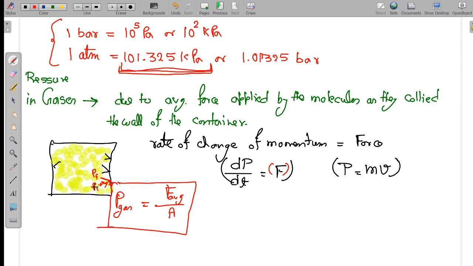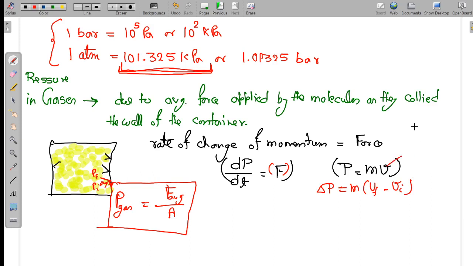Once again, there are a number of molecules which are in random motion. As they are in random motion, they tend to collide with the wall of the container. When they collide with the wall of the container, there is a change in their momentum. Why? Because even if the mass is constant, the velocity is changing. So if I am putting delta p here, what will be delta p? Mass is constant, vf final velocity minus initial velocity.